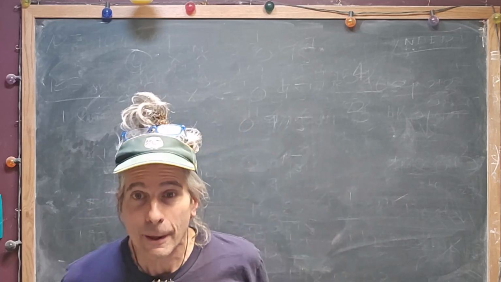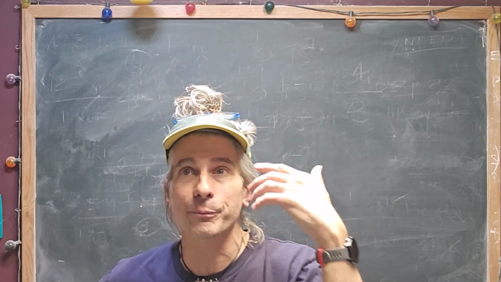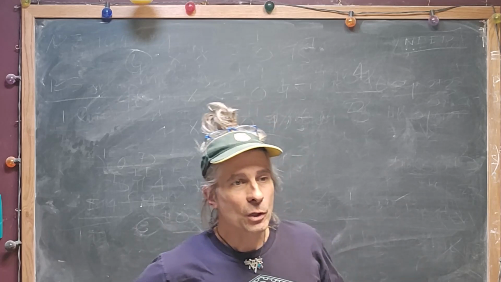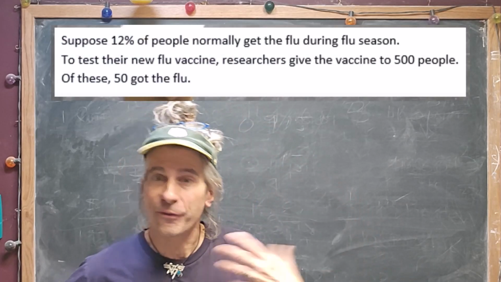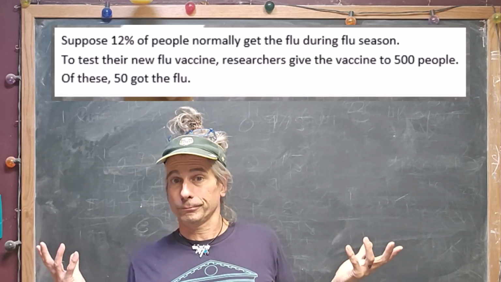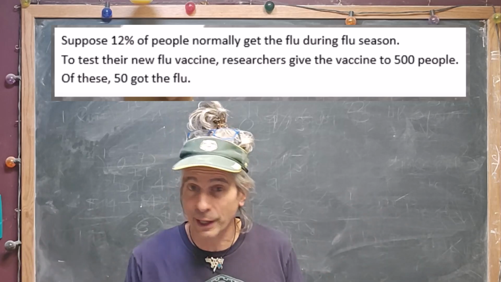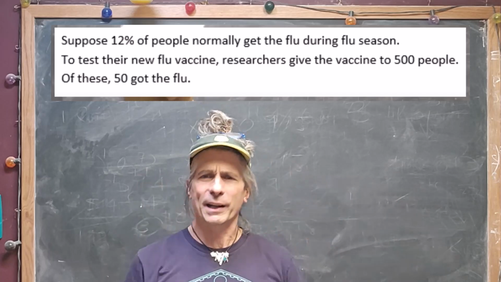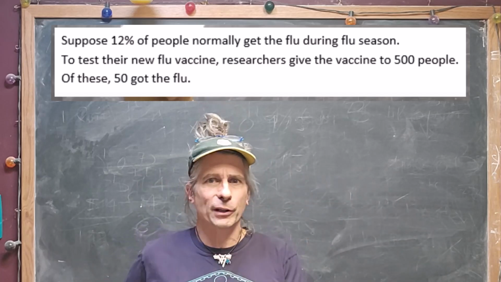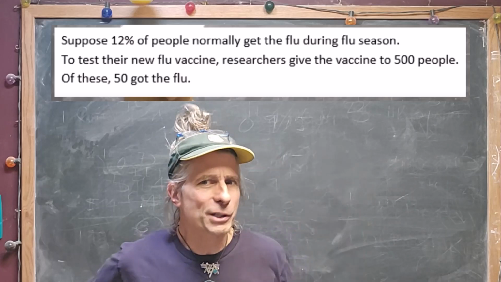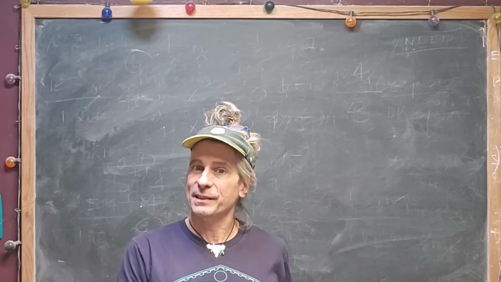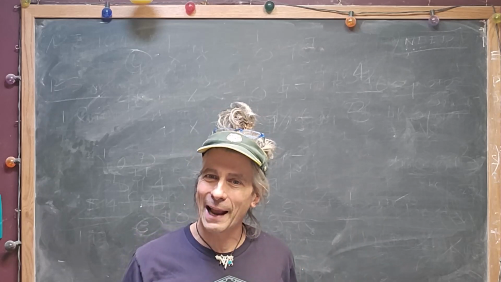For example, this is the one we looked at when it was our first applied version. We were testing out a flu vaccine. We gave it to 500 people and 50 got the flu. Now, usually 12% get the flu, but in our sample, 10% got the flu, 50 out of 500. Why can't we just look at the 50 out of 500 part? Why do we have to look at 50 or more extreme? So I want to look at that mathematically in the rest of this video. Let's go take a look at that now.